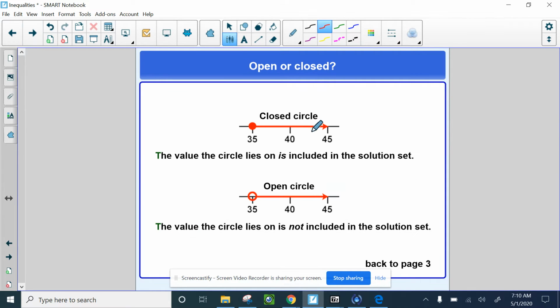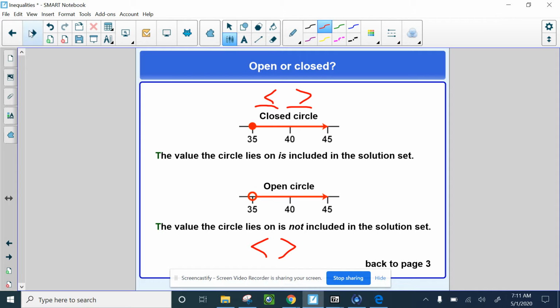So a closed circle is when the value of the circle is included in the solution set. I'm going to close my circle. So again, if I have a less than or equal to or a greater than or equal to symbol, I'm going to be using a closed circle. If I have an open circle, then the value the circle lies on is not included in the solution set. So that's going to be my less than or my greater than symbol.